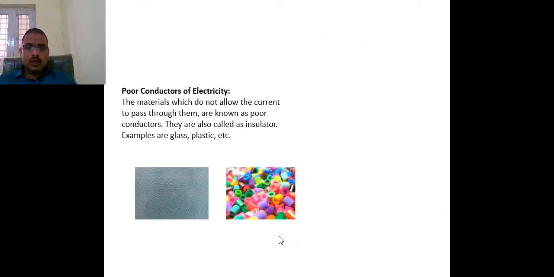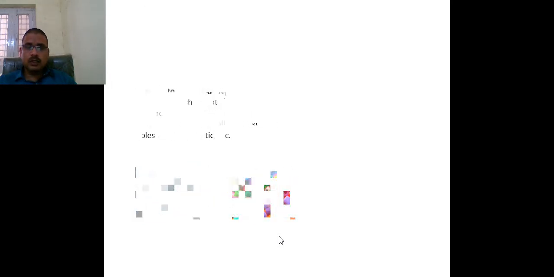There is a poor conductor. In the figure you can see the kind of things which do not allow the current to pass. That's why it is called a poor conductor, and a poor conductor is basically an insulator. The examples are in front of you.